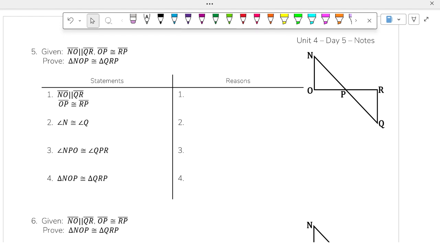I think that the second one might be angle bisector. I'm not sure, but it seems to me like it could very well be that one.